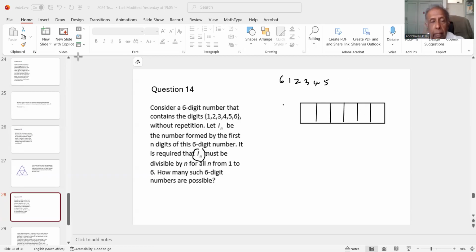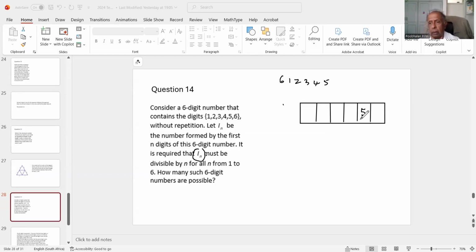Now remember, as a starting point, I had 5 is a factor of I5. So this has to be 5 here because it can't be 0. The numbers you're going to put are 1, 2, 3, 4, 5, 6. So this I5 is this number here which ends in 5. Okay, so I got a 5 here.